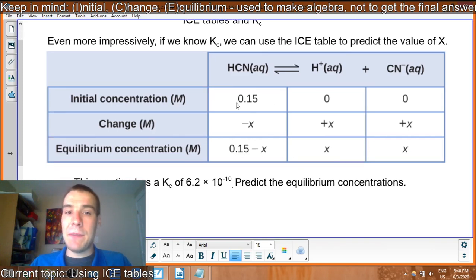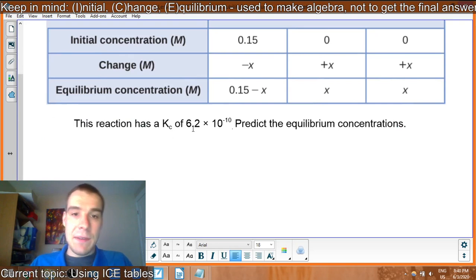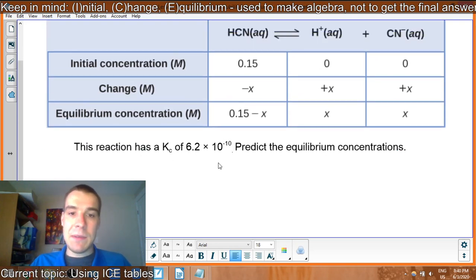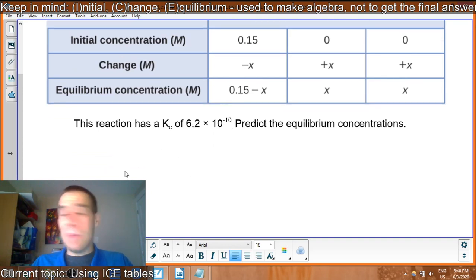So same setup, we have 0.15 of this to start, minus X, so 0.15 minus X, plus X, plus X. That just comes from the equation. And I've actually looked up the Kc. This is the real K of this reaction, 6.2 times 10 to the negative 10. It's a very small K. And I want to predict the equilibrium concentrations. So here's how this shakes out.